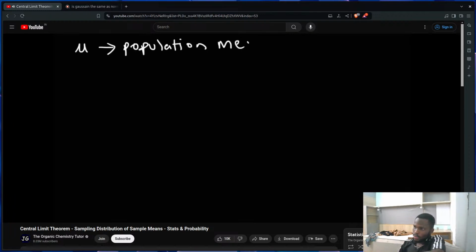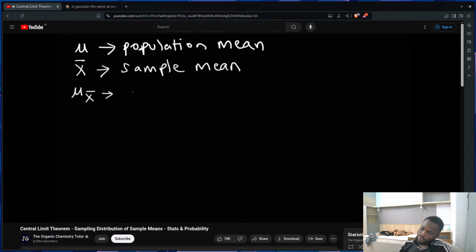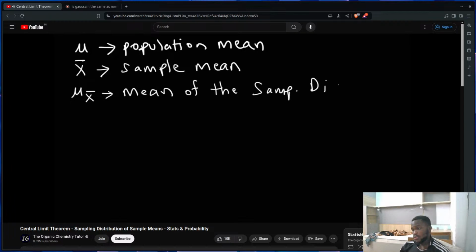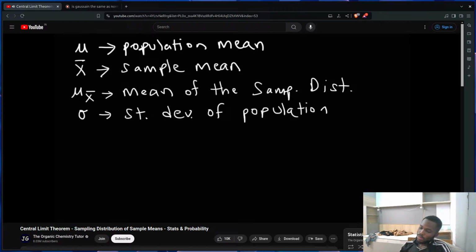Now let's talk about some symbols and variables that you need to know. So mu, this is the population mean. You've seen that before. The next one is x bar. This is the mean of the sample, or you could say the sample mean for short. Next, we have mu with a subscript x bar. This is the mean of the sampling distribution. Next is sigma. This is the standard deviation of the population. S represents the standard deviation of the sample. I take that back, it's the standard deviation of the sample, not the sampling distribution.